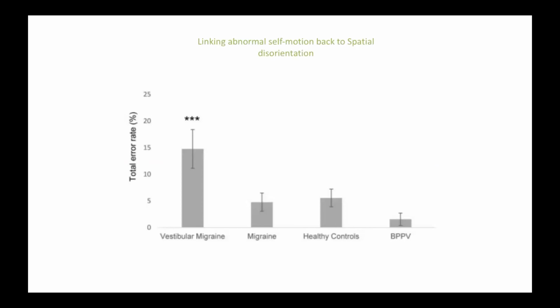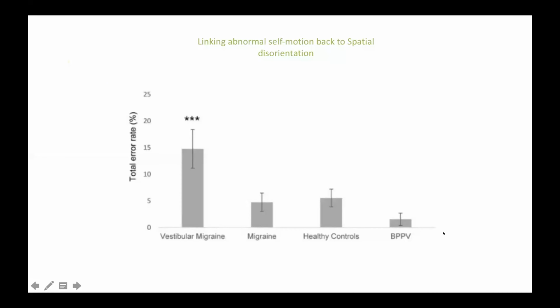What we looked at was the error rate. There were 12 trials in total, 6 before adaptation and 6 after. And we looked at the error rate, that is, across those 12 trials, how many times did the subjects indicate the wrong direction? That is, they were moving to the right, but they indicated that they were moving to the left. And we calculated that as a percentage.